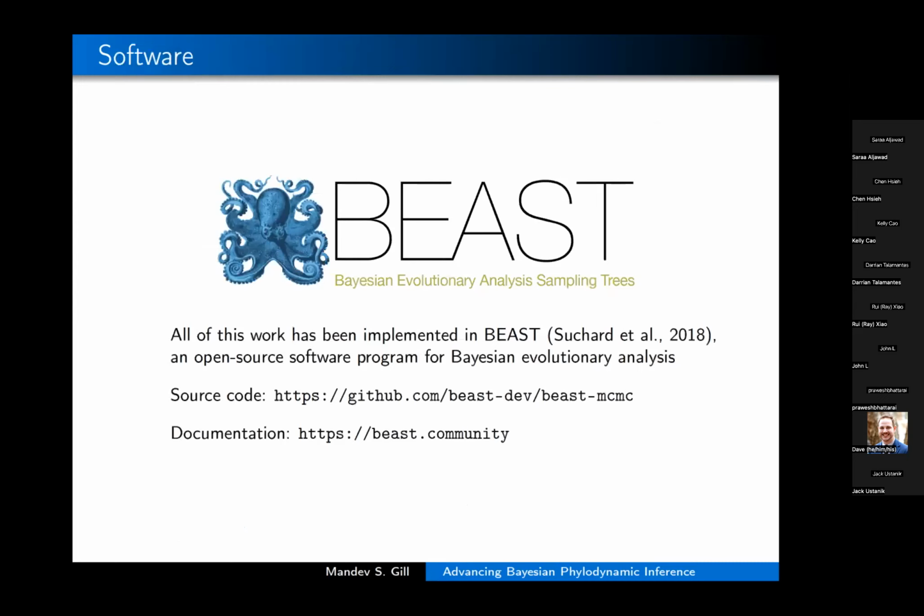Okay, so all of the work that I've discussed here has been implemented in BEAST, an open source software program for Bayesian phylogenetic inference.